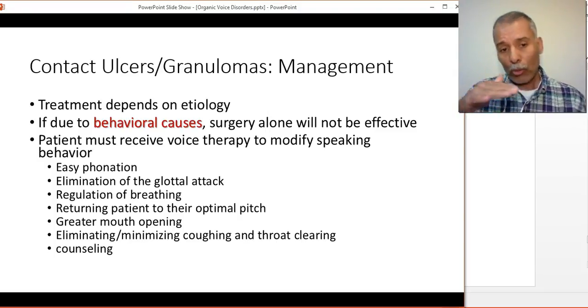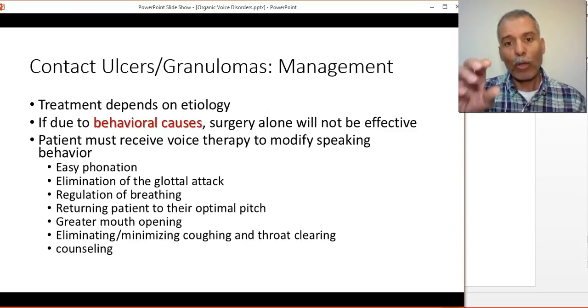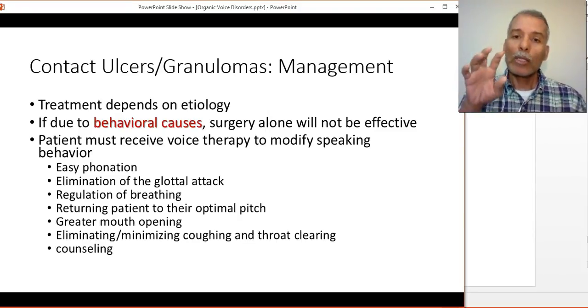So you need to counsel the patient, explain to the patient what these consequences are. They need to see an image of the vocal folds, how they work, how they come together, so that they see the reality of their behavior that they have to change.